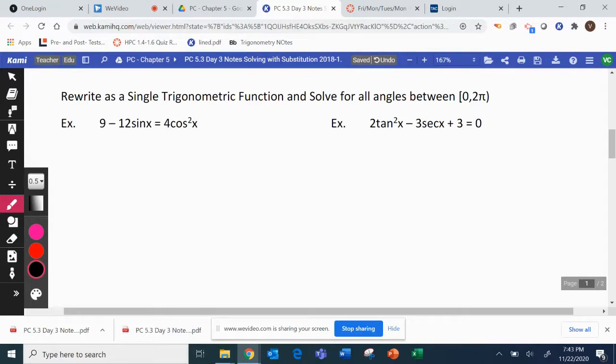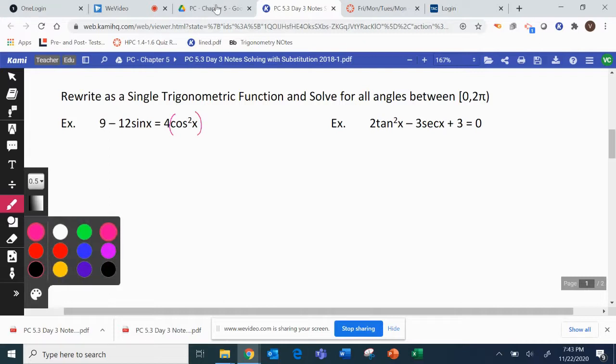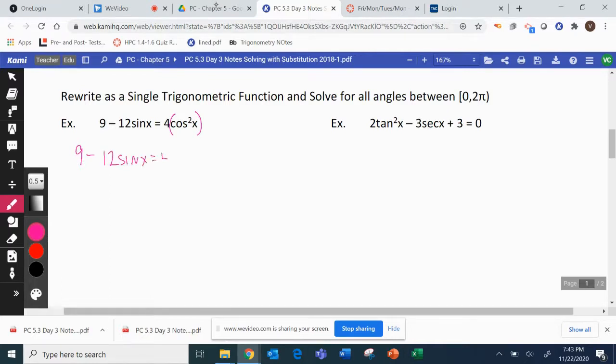All right. So we are going to rewrite as a single trigonometric function and solve for all the angles between 0 and 2 pi. The first one, we've got 9 minus 12 sine x equals 4 cosine squared x. So to rewrite this as a single trigonometric function, I'm going to use cosine squared x and change that into 1 minus sine squared x. Those are equivalent, so I'm using substitution for one of those fundamental trigonometric identities.